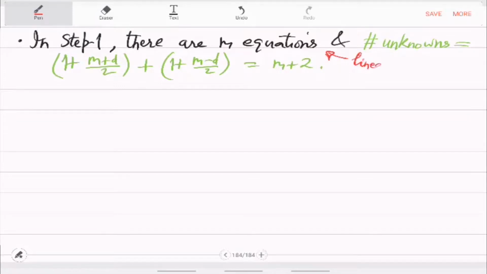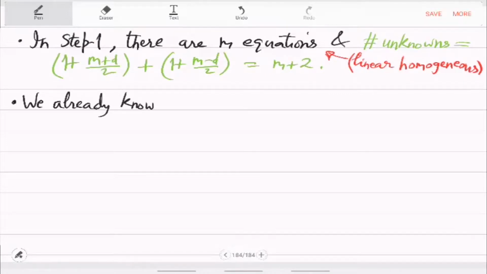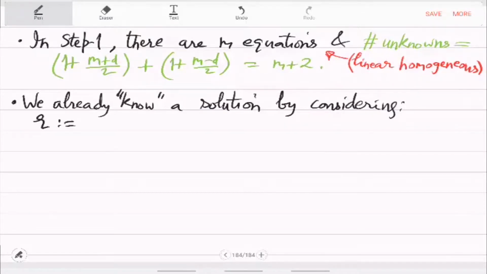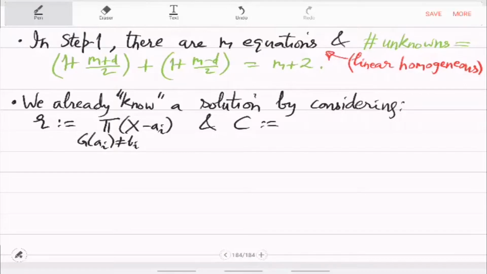So, these are linear homogeneous. Since it is linear homogeneous with many unknowns, it will always have a solution, and in fact we already know one kind of solution: take E to be the bad a_i's, and C to be G times E.